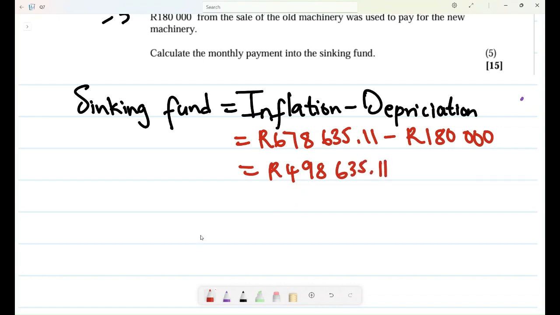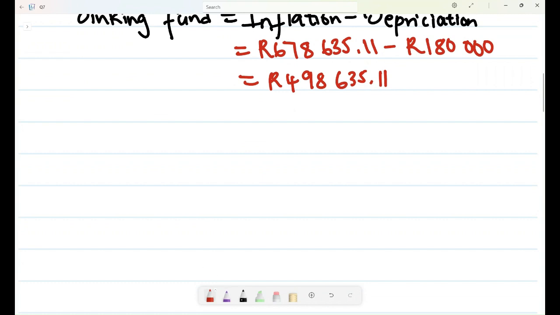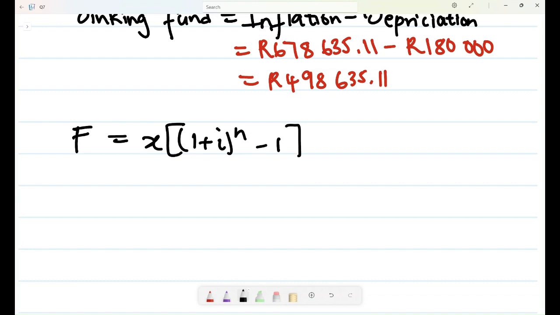All right. Then remember the formula for future value. Why are we using future value? Because as this company opens a savings account, they're going to input a certain amount of money monthly. So we call it a regular payment. So we say F is equal to x times ((1 plus i) to the power of n minus 1), this is our formula, divided by i.